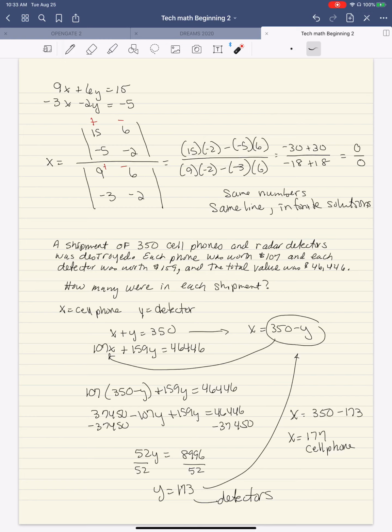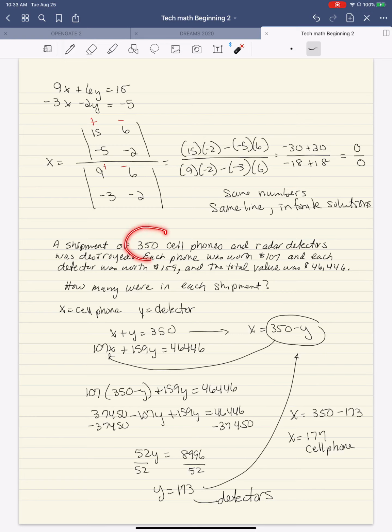Looking at a word problem: a shipment of 350 cell phones and radar detectors was destroyed. Each phone was worth $107 and each detector was worth $159, and the total value was $46,446. How many were in the shipment? All right, so if I set my variables up, X is the cell phones, Y is the detectors. Since I have two variables, X and Y, I'm going to need two equations.